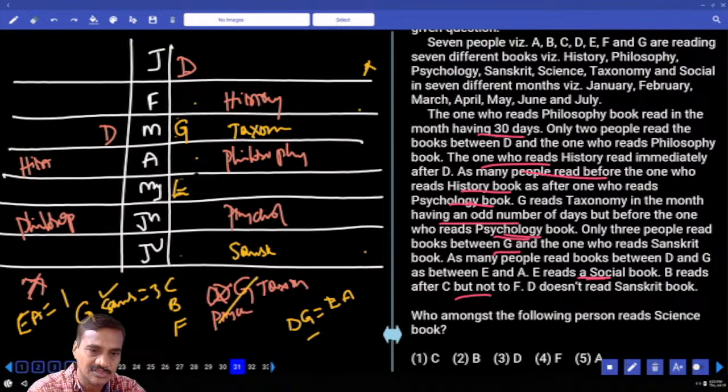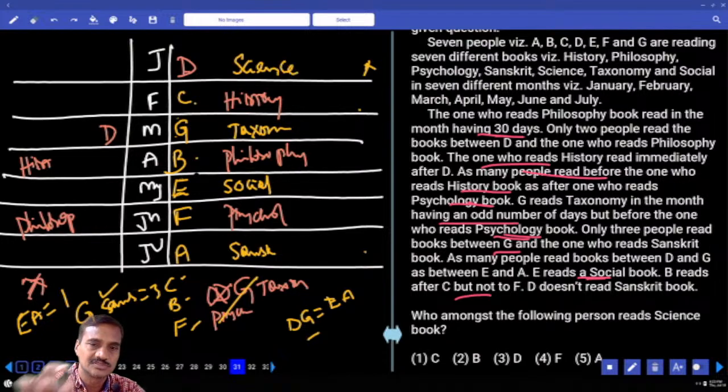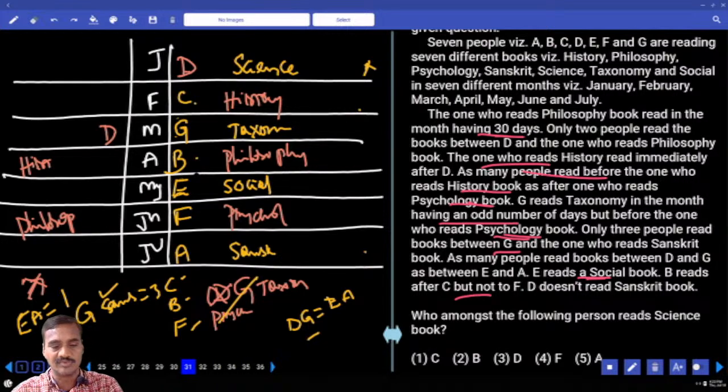Hence E must be here. Now E is what? E is social. Now if E is social, 1 between E and A will be here. Now if A is here, then the remaining CBF must be in the same order. C is here, B is here, F is here. Then what is the only subject left over here? Science. Now who reads science here? Now D reads science. Now this is about question numbers 31 to 35.